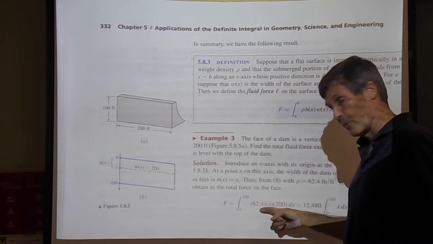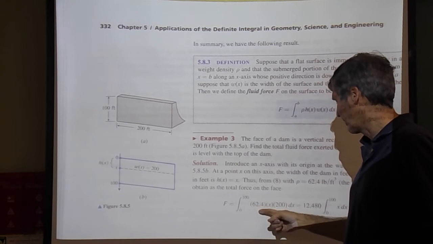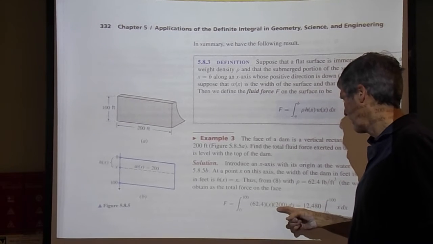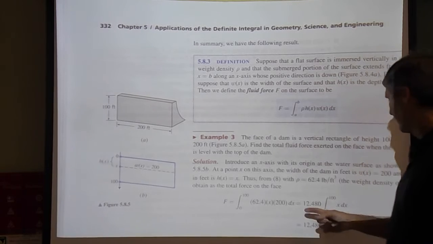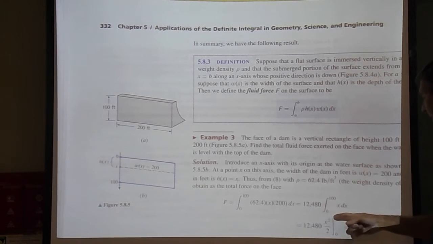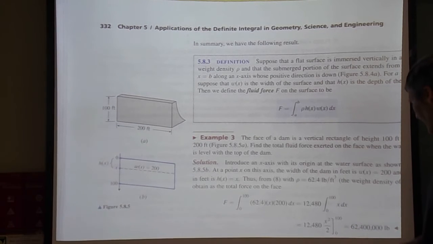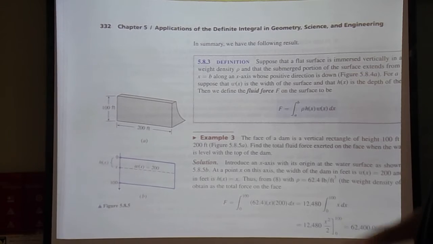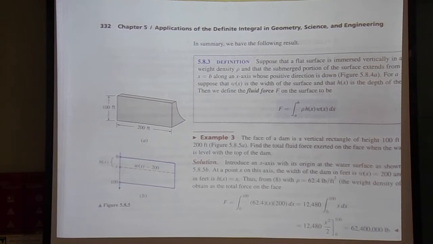Here pounds is a force actually, so it's 62.4 pounds of force per cubic foot times x, the depth, times 200, the width, dx. It integrates to 12,480 integral from 0 to 100 of x dx. That comes out to be 62,400,000 pounds of force. Fortunately, it's spread out over the whole dam so it doesn't burst it, right? So that's the easy problem, just to get started.